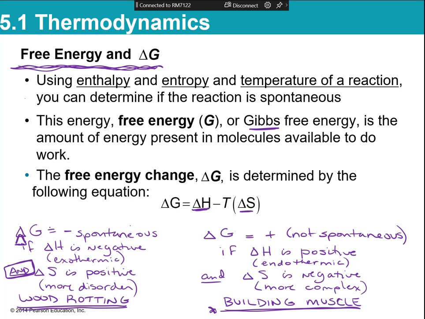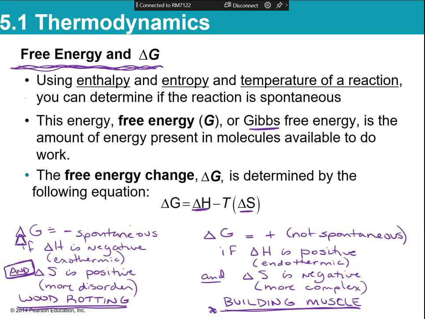So a good example would be wood rotting. If you have a stack of wood and you don't use it, it sits there and sits there. It's exposed to moisture. It's exposed to warm temperatures. And so over time, it just starts to fall apart. Well, that is because it becomes more disordered because it falls apart. So going from a single piece to lots of little pieces, that's going to create the entropy that's positive, more disorder. And that actually slowly gives off heat. So it is an exothermic process.